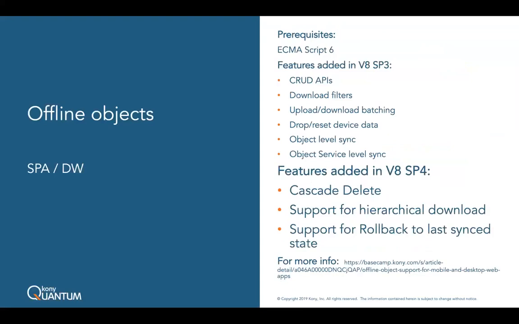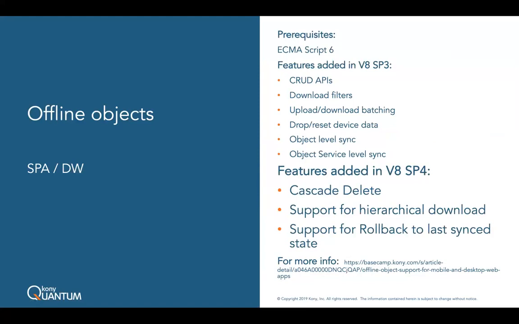For SPA, we already had options for CRUD APIs and download filters and batching prior to SP4. What has been added in SP4 is the ability to do a cascade delete. That is, if you have linked a parent and child object, and if you delete the parent, the child also has to get deleted. Now you can do the cascade delete options also from SP4.